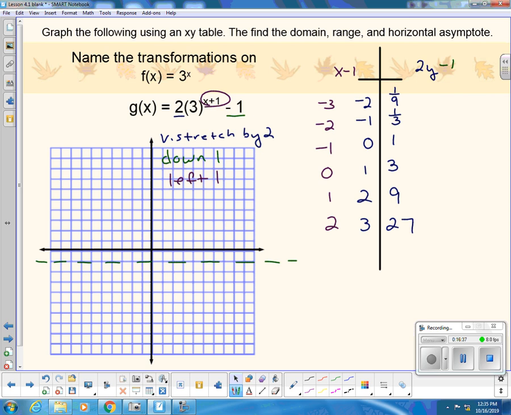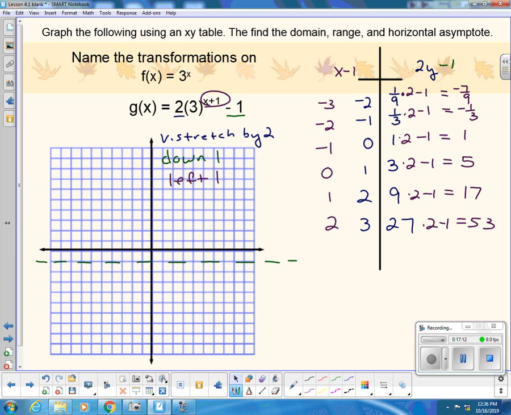And my new y's. Multiply by 2 minus 1. So that's 2/9 minus 1 is negative 7/9. Multiply by 2 minus 1. 2/3 minus 1 is negative 1/3. Multiply by 2 minus 1. It's a 1. Multiply by 2 minus 1. Multiply by 2 minus 1. Those are our new y points.